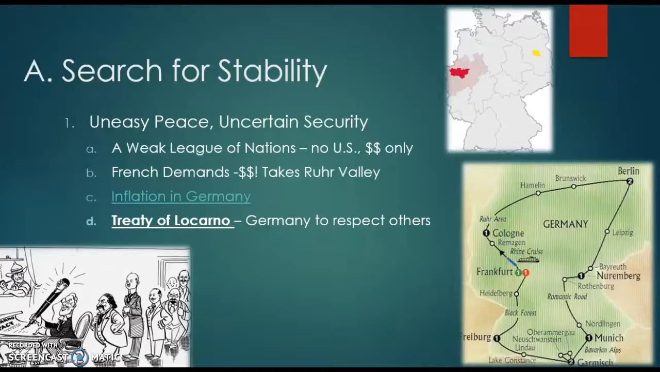The Treaty of Locarno. With prosperity came a new European diplomacy. A spirit of cooperation was fostered by foreign ministers of Germany and France. Gustav Stresemann and Aristide Briand in 1925 signed something called the Treaty of Locarno. This guaranteed Germany's new western borders with France and Belgium.